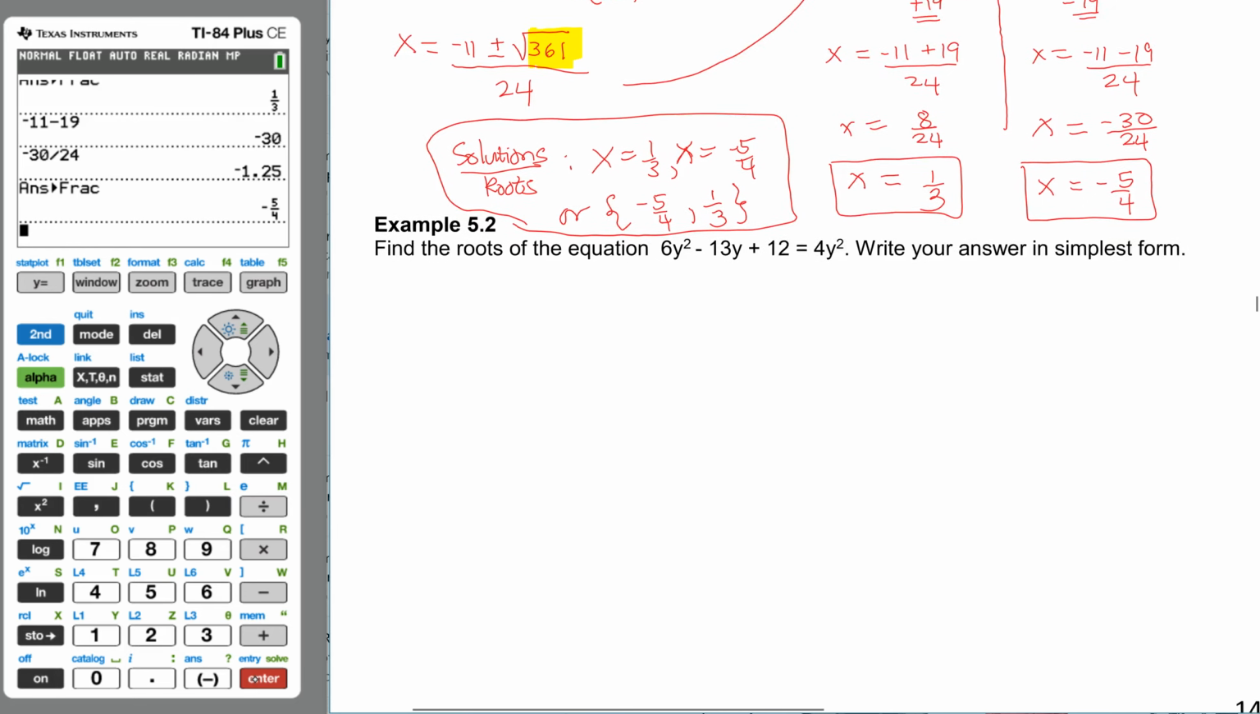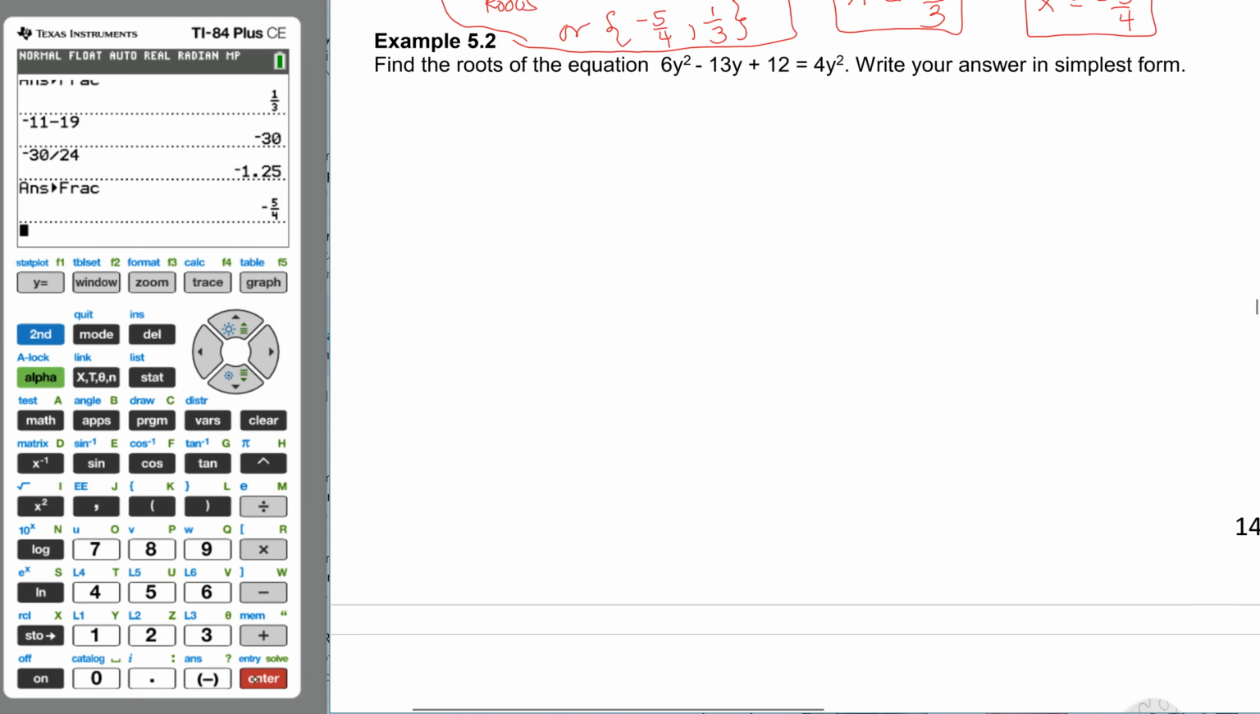Now let's work on example 5.2. It says here, write your answer in simplest form. Find the roots of the equation. So this one is not in standard form yet, so this needs to be set equal to 0. We'll just move over the terms on the right side. So this would be 6y squared minus 13y plus 12. I'll move that over, so it becomes minus 4y squared equals 0.